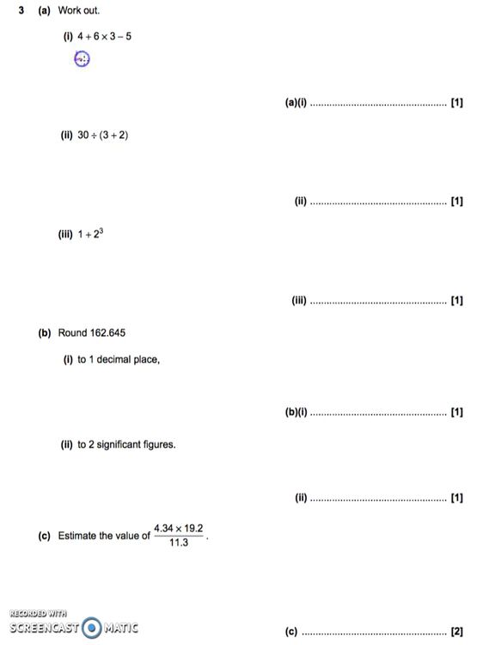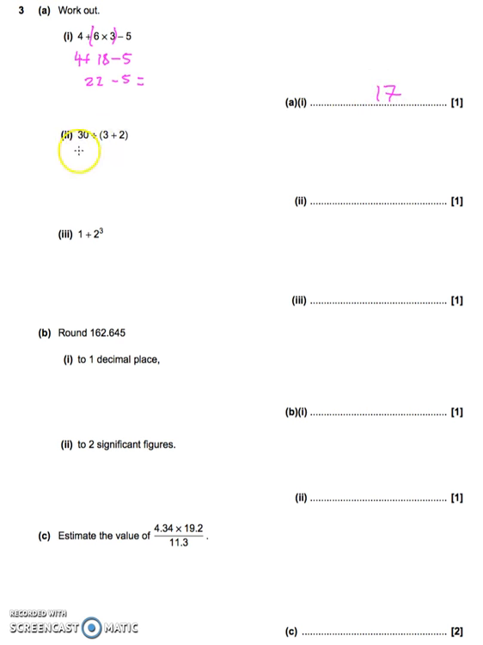So 4 stays as it is. You're going to add 6 times 3. What's 6 times 3? 18. And then you're going to take away 5. So 4 plus 18 is 22 minus 5, and then 22 minus 5 is your final answer. So 22, take away the 5, it's 17.